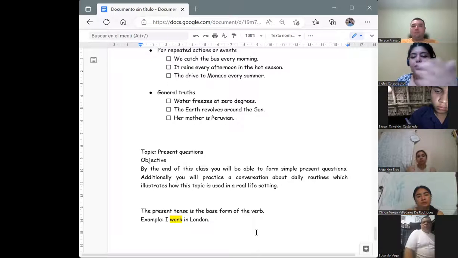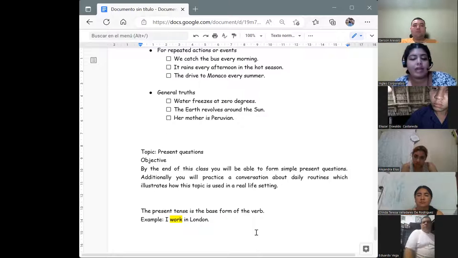And in this case, remember that with the third person singular, we are going to change a little bit the verbs because we are going to add an S at the end. Cuando hablamos de la tercera persona, le vamos a agregar una S al final del verbo. En muchos de los casos solo es la S, pero en otros es S, I-E-S o E-S. Son los cambios que se le van a hacer al verbo, pero no va a cambiar su forma en general. So, let's see.